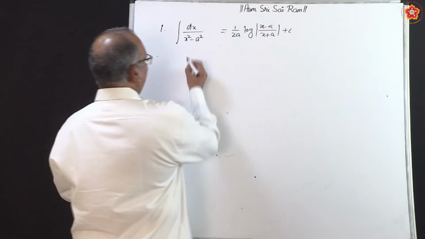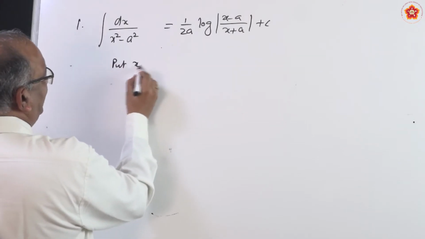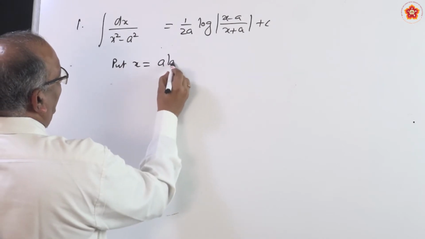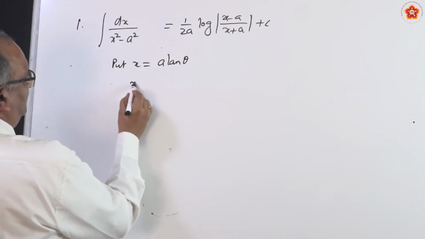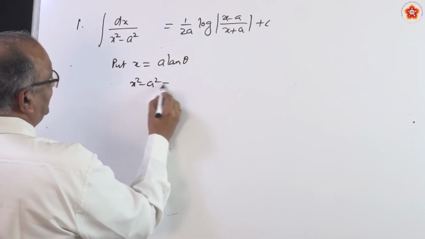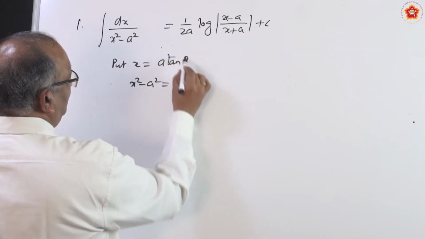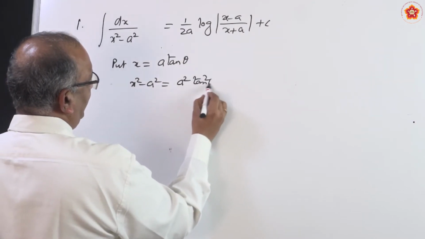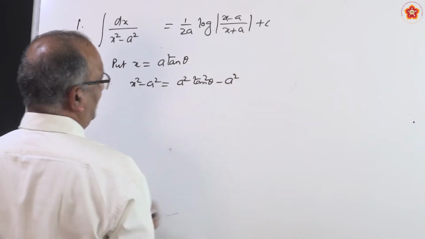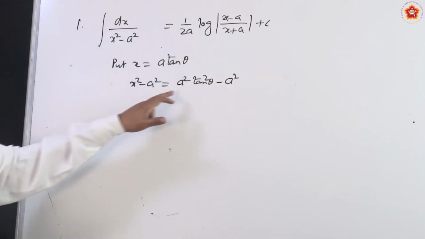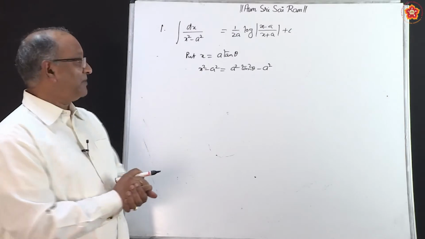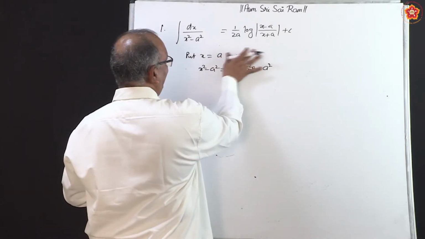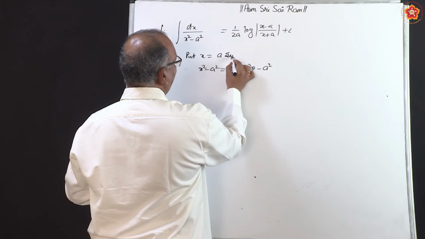For example, suppose we put x equal to a tan theta, what are we going to get? You will get x square minus a square equal to a square times tan square theta minus 1. Do we have a formula for tan square theta minus 1? No. We have a formula for 1 plus tan square theta. So, instead of a tan theta, take it as a sec theta.